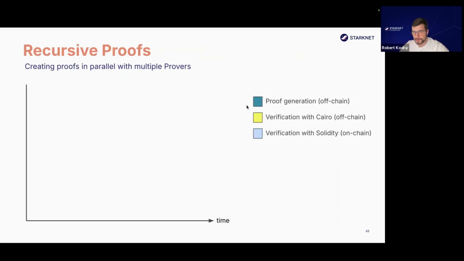We have, I think this is teal or green maybe. It's proof generation done off chain. And then with yellow, we have the verification with Cairo, also done off chain. And finally, we have the verification with Solidity that's being done on chain.